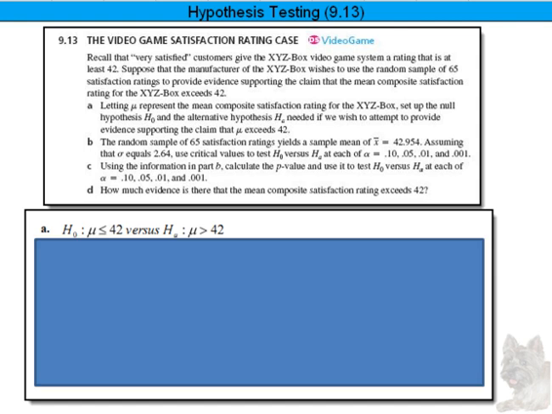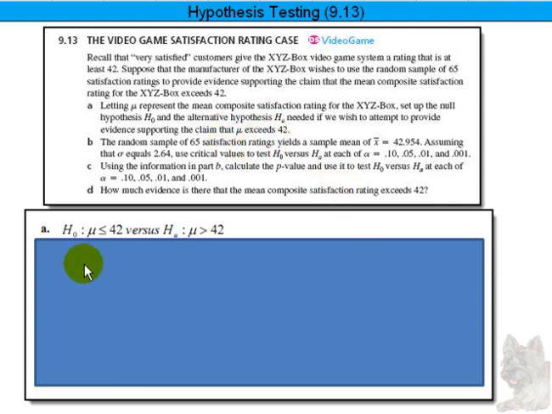Okay, now I've covered up the answer to B so that we can focus on part A first. A says, letting the mean represent, we're going to use this Greek symbol, the mean composite satisfaction rating for the XYZ Box, set up the null hypothesis H0 and the alternative hypothesis H sub alpha, needed if we wish to attempt to provide evidence supporting the claim that the mean exceeds 42.